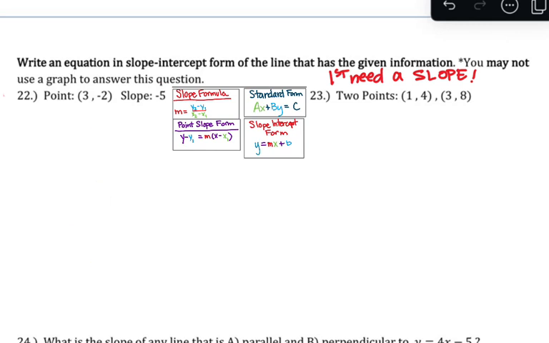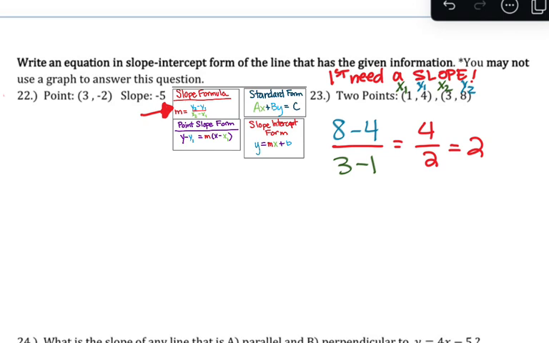Number 23 gives us 2 points. We could use the point-slope form if we had a slope, but that's okay. We have a slope formula to find a slope, right? So we use our y2 minus y1 over x2 minus x1, and our first step on this one is to find a slope. We see the slope is going to be 2, right? Now we get to use the point-slope form because we have a point and we have 2 points to pick from. So if you choose point number 1, because you get to pick what point you want to pick.